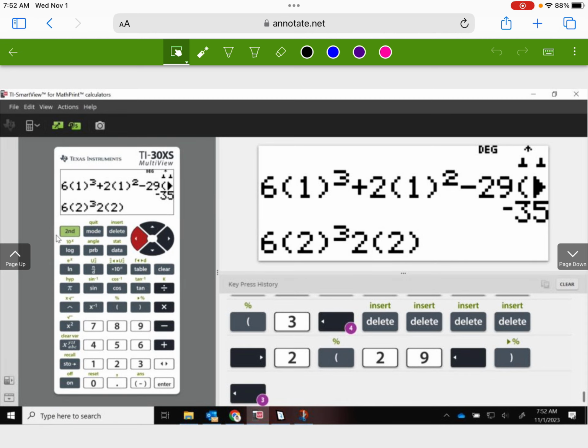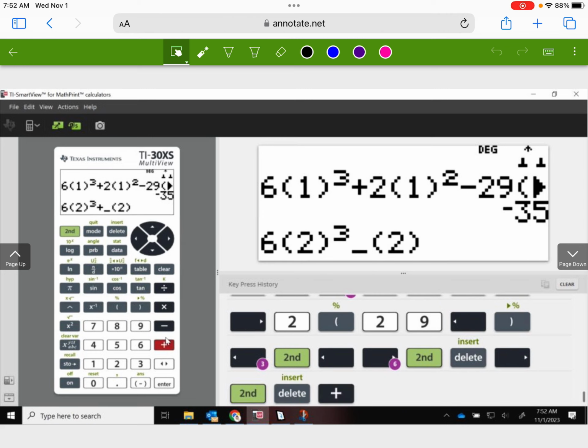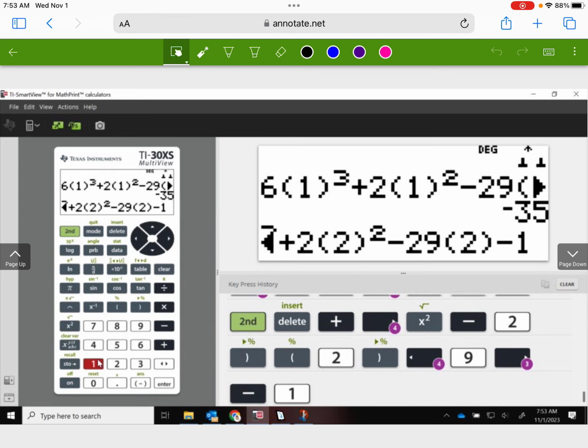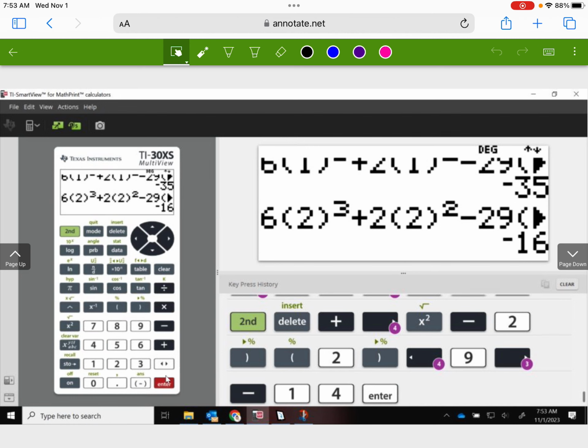Oh my gosh, calculator, can you stop losing your mind, please? Because it skipped my plus. Thank you. 2 squared minus 29 times 2. Oh my gosh, calculator. Stop being a jerk. 29 times 2 minus 14. There we go. -16.